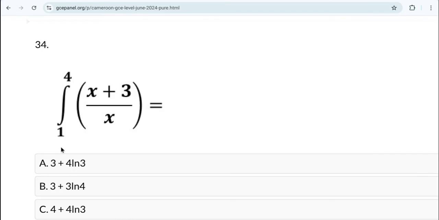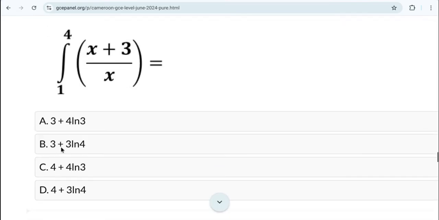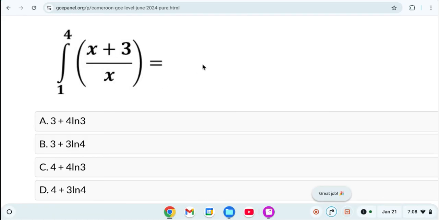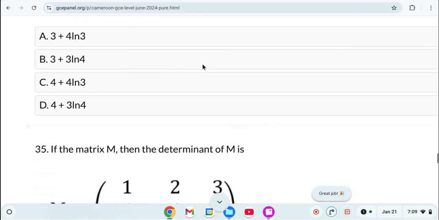Question 34. You have the integral from 1 to 4 of x plus 3, all over x. So here we can just simplify this fraction first. We'll have x divided by x is 1, and 3 over x. So we're going to have 1 plus 3 over x, and we integrate them separately.